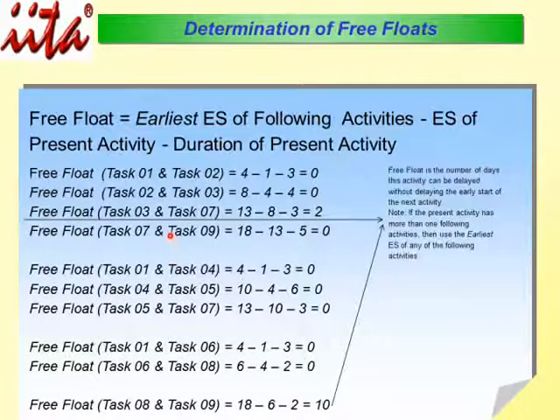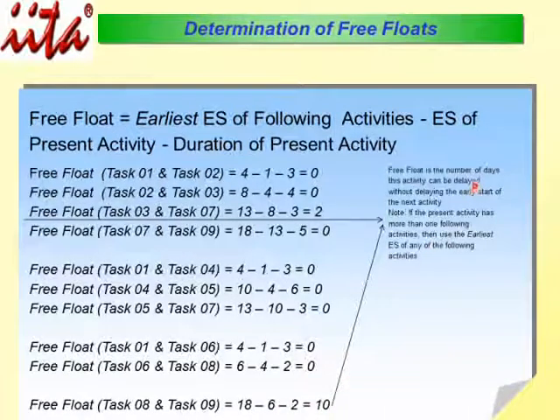The only ones that give a free float are task 3 and 7, and task 8 and 9. For task 7, the earliest time is 13, and task 3's earliest time is 8, and the duration of task 3 is 3. So you have 2. Same thing here. Task 9 has an earliest time of 18, task 8 has an earliest time of 6, and the duration of task 8 is 2. So we have 18 minus 6 minus 2, 10.